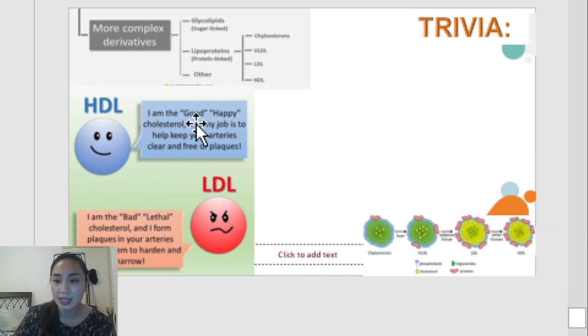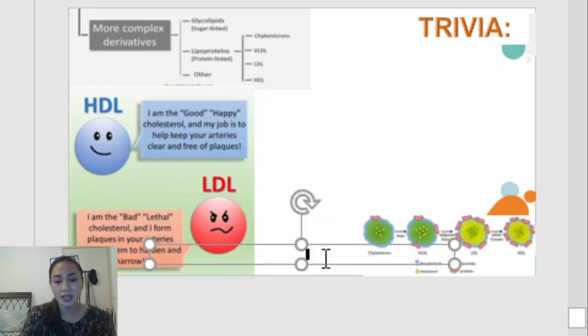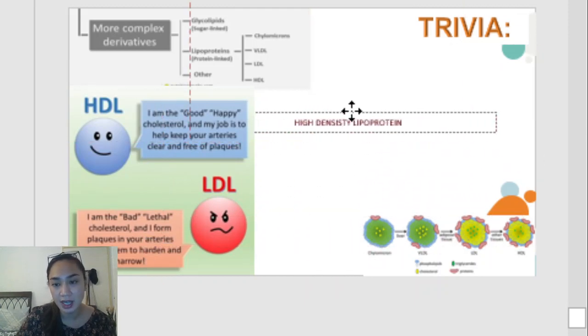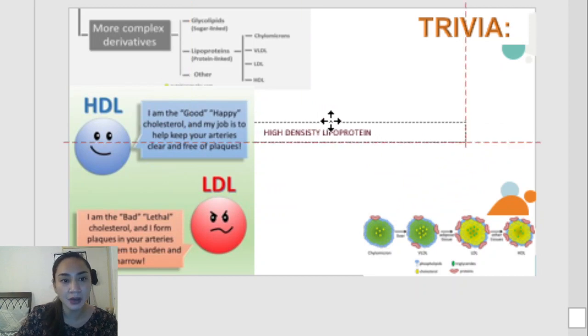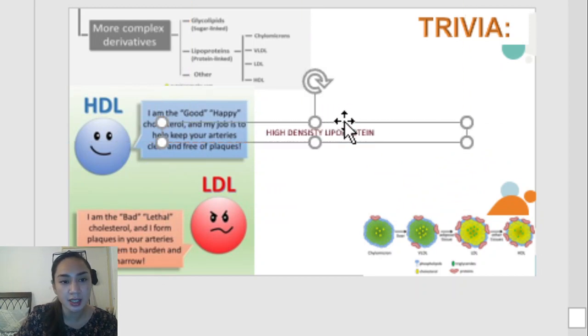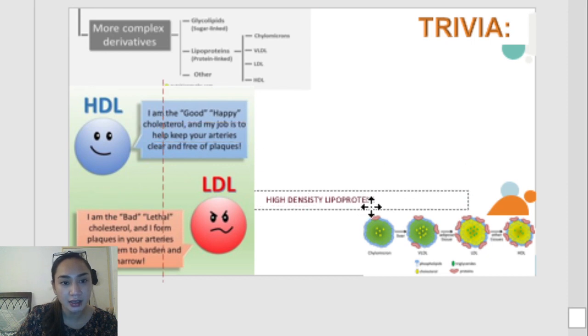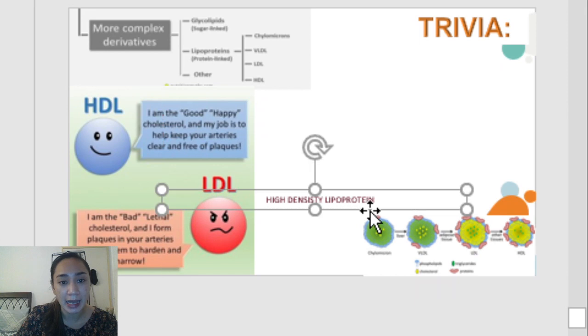So, ang HDL, sabi dito, by the way, ang ibig sabihin yan ay high density lipoprotein. Lipo coming from lipid and then pinagsama siyang lipid and protein kaya naging lipoprotein. So, high density lipoprotein yung ating HDL. Sabi, I am the good, happy cholesterol and my job is to help your arteries clear and free of plaques. So, yung LDL naman natin, yung low.